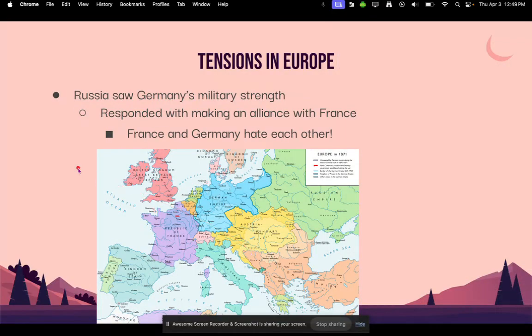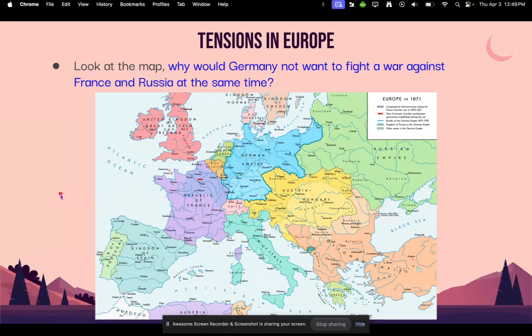So Russia saw that Germany's military strength was really strong. So in response, Russia decides to make an alliance with France because France and Germany hate each other. Russia's like, well, the enemy of my enemy is my friend, so I'm going to make allies with France. So, looking at this map, why would Germany not want to fight a war against France and Russia at the same time?